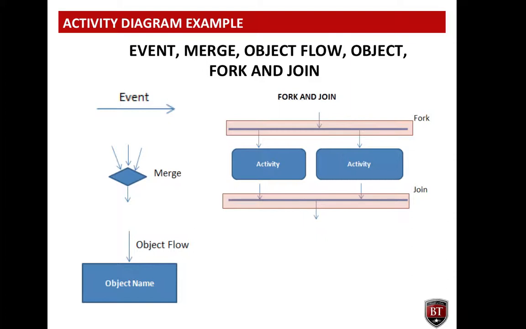The last symbol is the fork and join. It is used to mark beginning and end of parallel activities. The fork node splits a flow into multiple concurrent flows, while the join node synchronizes multiple flows.